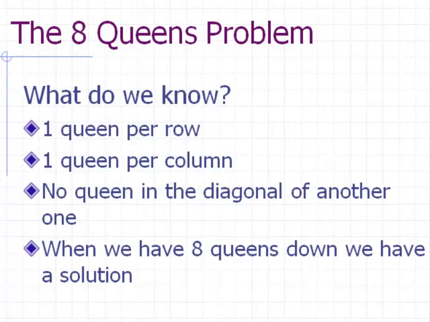What do we know? Well, you can put 1 queen per row, 1 queen per column, and no queen must be in the diagonal of any other queen. When we have 8 queens down, we have a solution. These are the basic things that we know. This is an interesting problem.